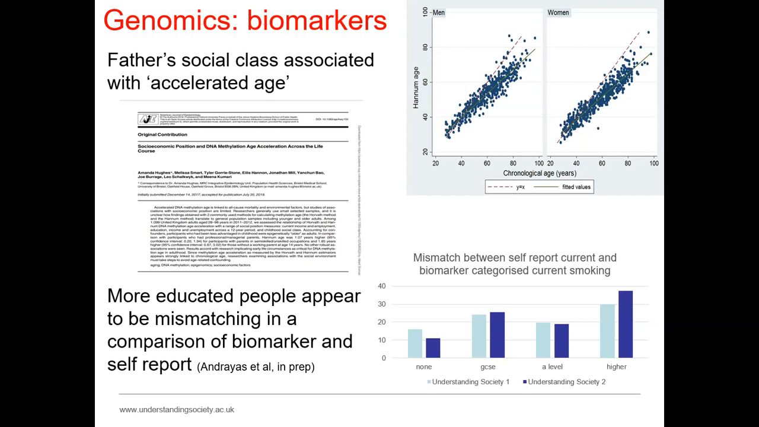So our biomarkers were overestimating age in our youngest age groups and underestimating age in our oldest age groups, suggesting that our younger participants were biologically older than their chronological age would predict, and our oldest participants were biologically younger on average than their chronological age would predict.